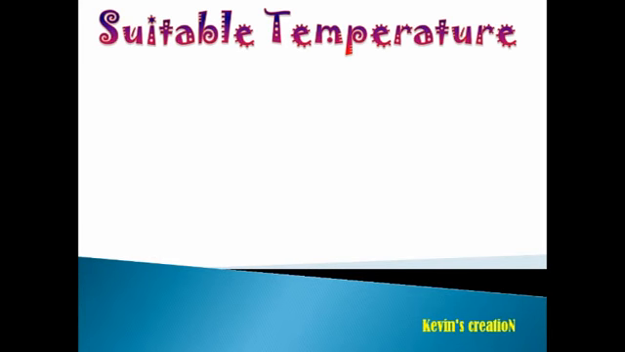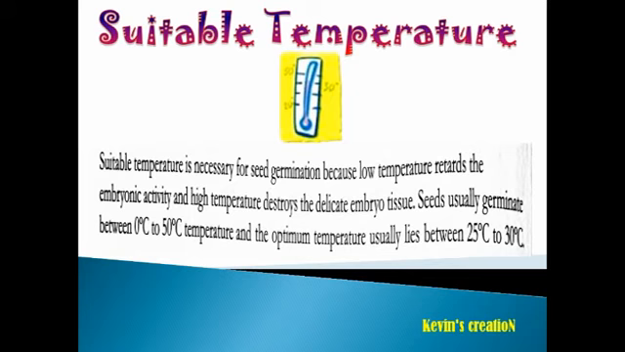Now only one is left, and that is suitable temperature. Seeds cannot germinate at all temperatures. At low temperatures, the embryo becomes inactive. At higher temperatures, it dies. So we require a suitable temperature range.